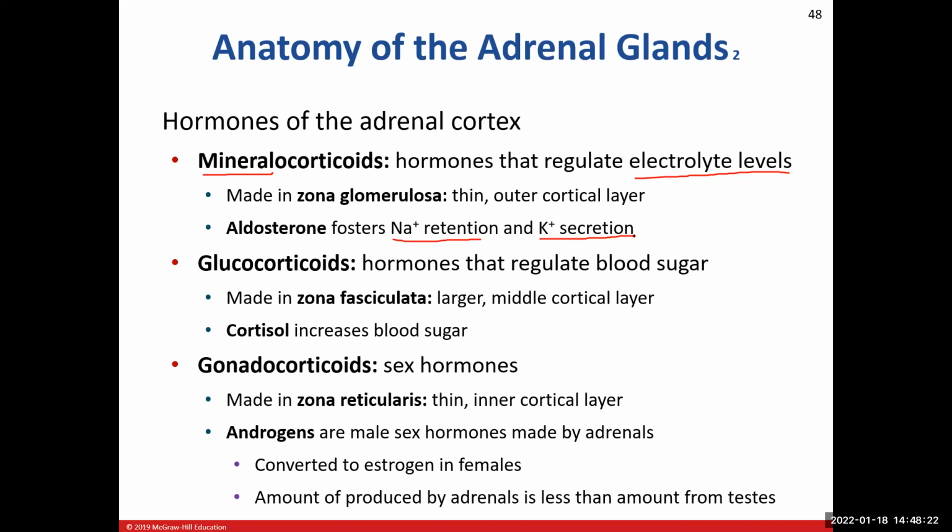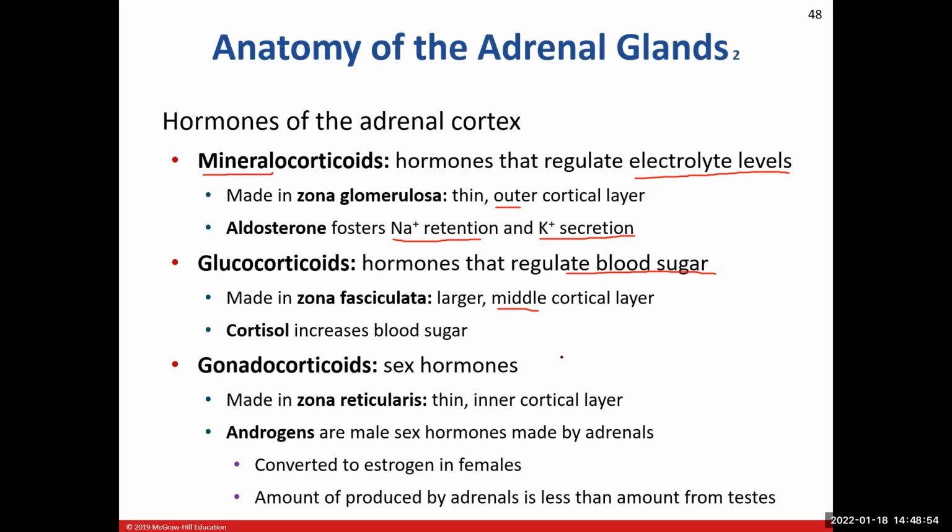So aldosterone plays a huge role in that. That, of course, is found in the outer layer, the zona glomerulosa. Now, your glucocorticoids. These guys play a big role in regulation of blood sugar levels, as does insulin, as does glucagon. Your glucocorticoids, again, are made by this middle layer. One of the more popular glucocorticoids is cortisol.